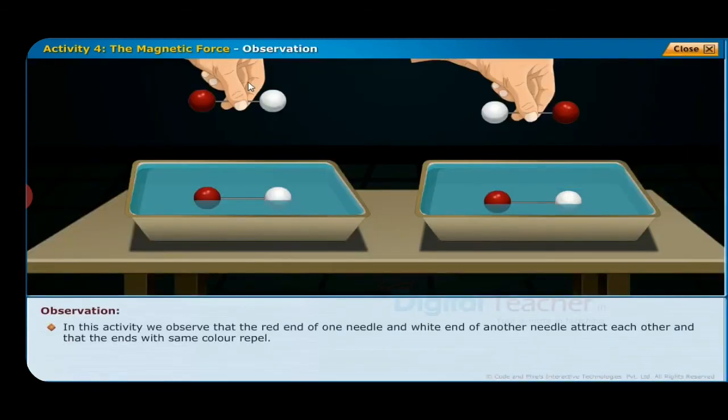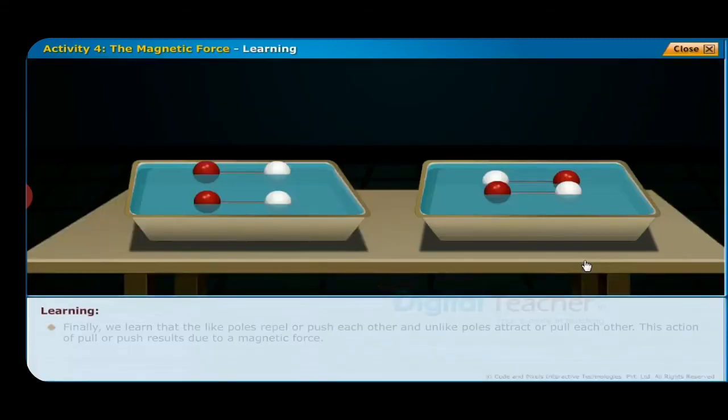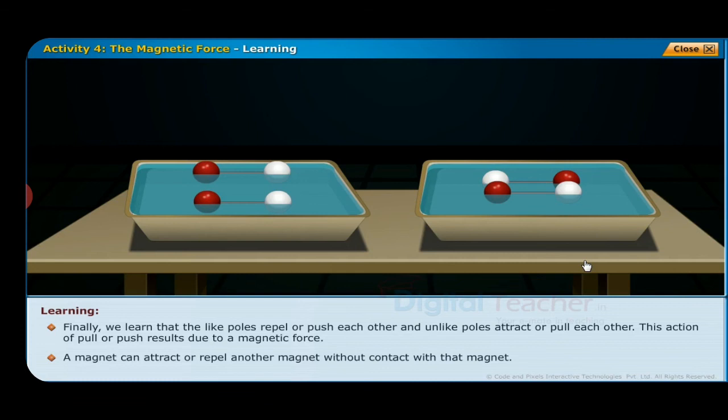In this activity, we observe that the red end of one needle and the white end of another needle attract each other and that the ends with the same color repel. Finally, we learned that like poles repel or push each other and unlike poles attract or pull each other. This action of pull or push results due to a magnetic force. A magnet can attract or repel another magnet without contact with that magnet.